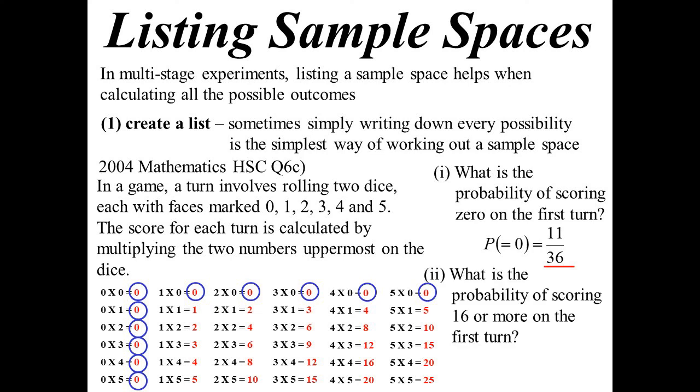What is the probability of scoring 16 or more? So again, I turn to my sample space, 16 or more. There we go. There's 4 of them. So 4 over 36, which is, of course, 1 over 9.